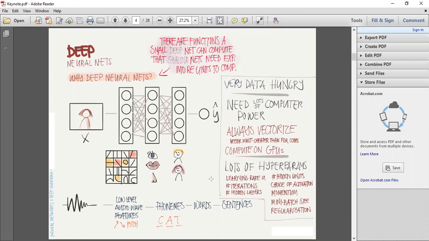Next hyperparameter is mini batch size. So, batch normalization is one of the ideas which was subsequently introduced when people started facing problems of overfitting.